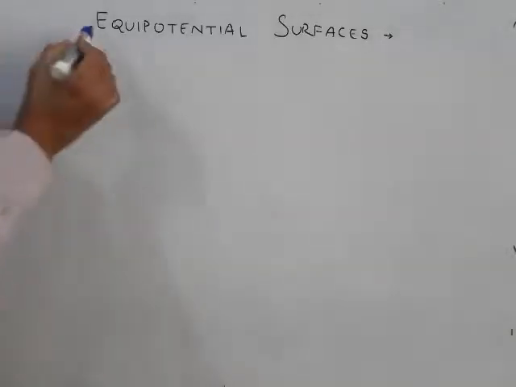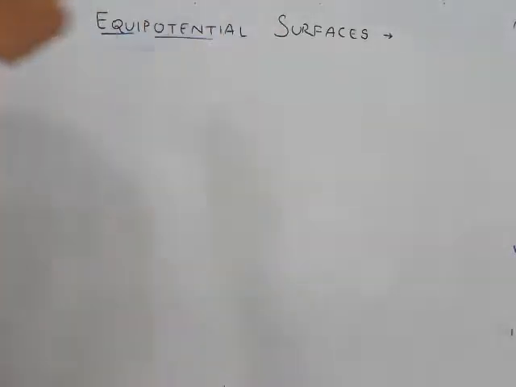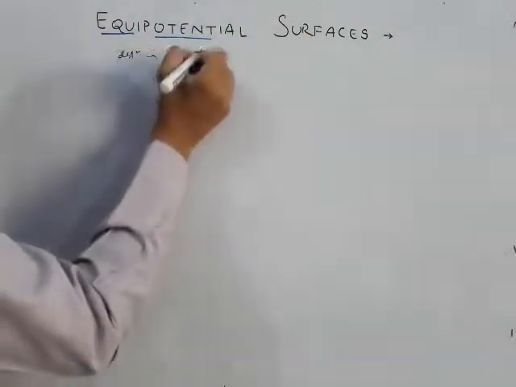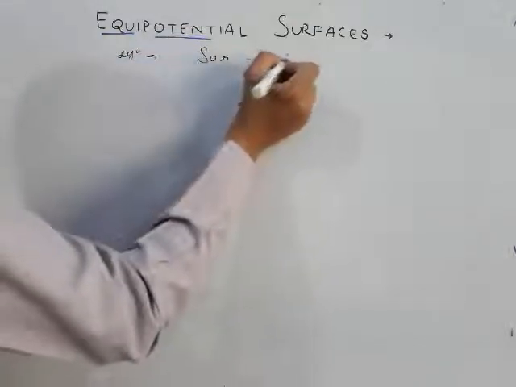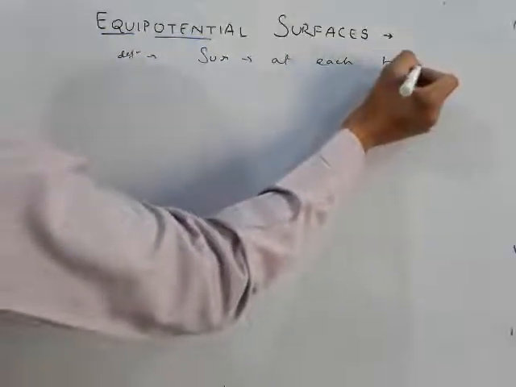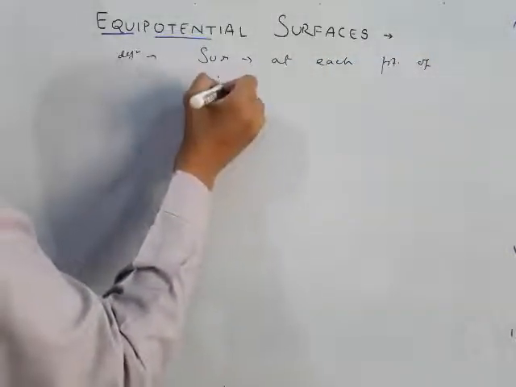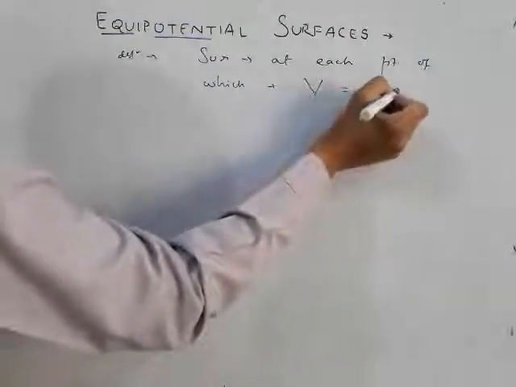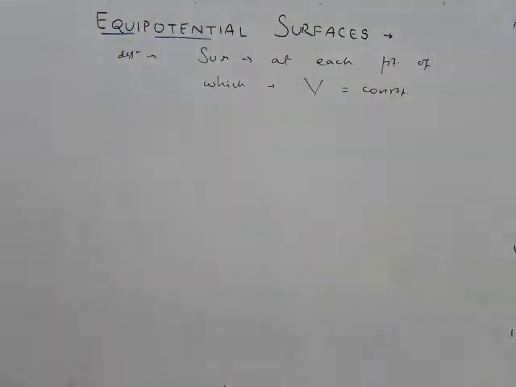As the name suggests, equipotential surface, that name itself reflects its definition. Such a surface at each point of which potential is the same. So what is an equipotential surface? Its definition will be a surface at each point of which potential V is constant. All points on the surface, if they have the same value of potential, then we shall call it an equipotential surface.